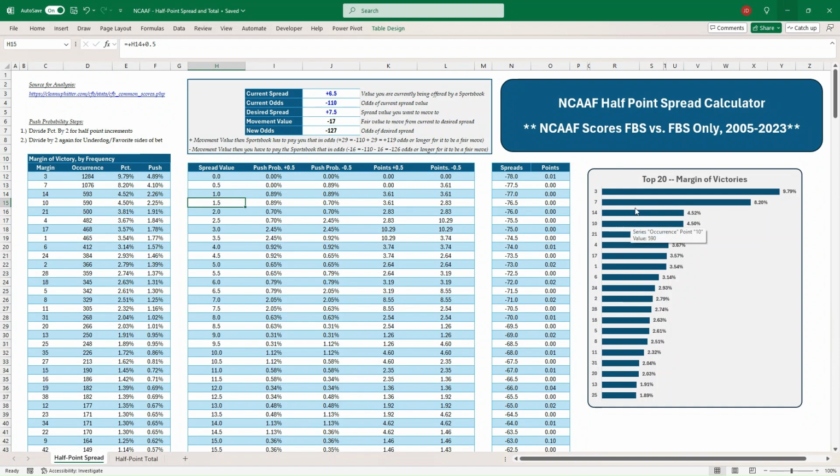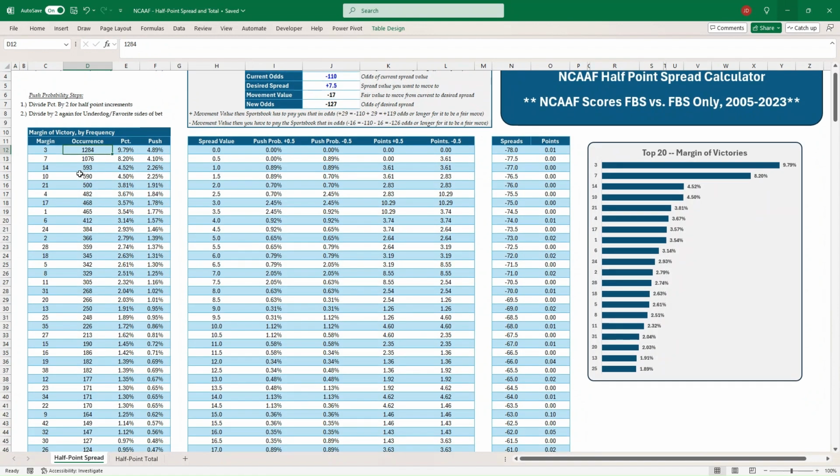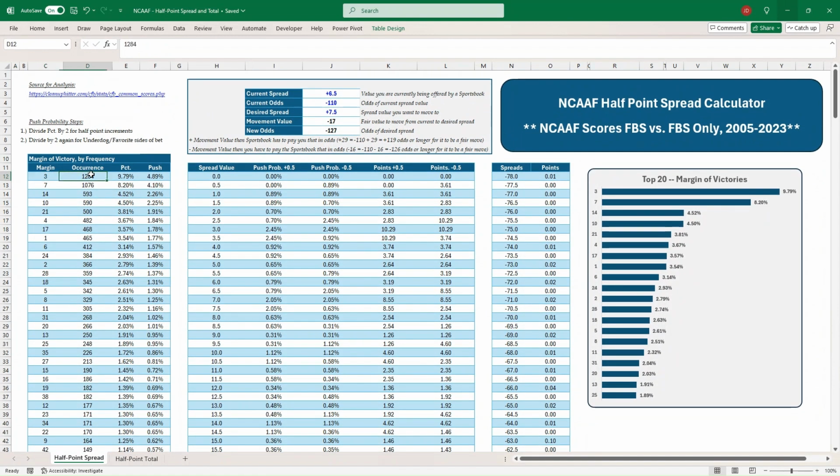What's the underlying data? Well, I've got NCAA football FBS versus FBS only from 2005 to 2023. And what are the margin outcomes of every single one of those games? So you can see the margin. 3 points is the most common, followed by 7. That makes sense. Followed by 14 and 10, 21. And then we have the number of occurrences and then the percent of games that ended in that score outcome.